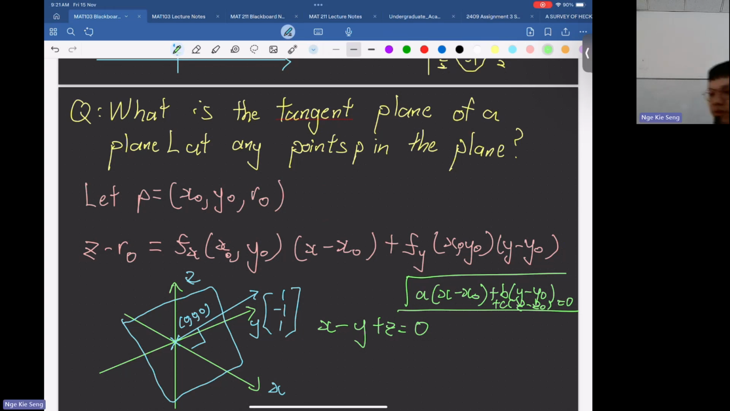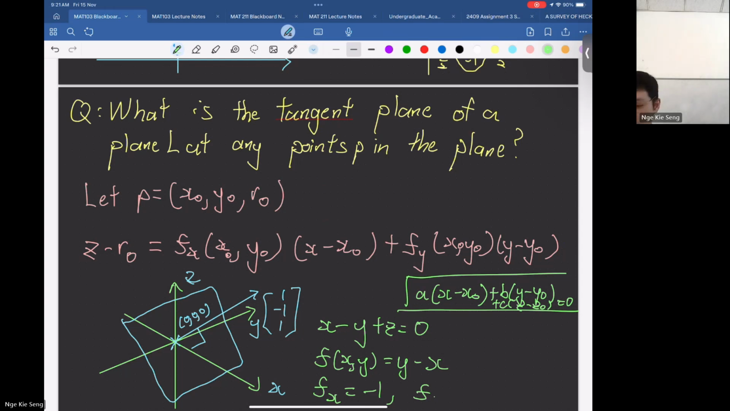So in this case, we prefer to write the plane as f(x,y) equals y minus x. Now you have f(x,y), then you compute your f_x and f_y, the partial derivatives. If you do partial x, what do you get? Minus 1, good. Partial y, good. You don't need to evaluate at a point in this case because it's a constant function. No matter where you evaluate, it's the same.